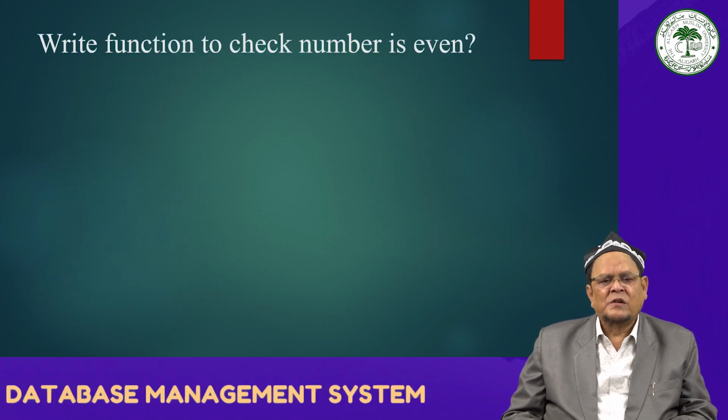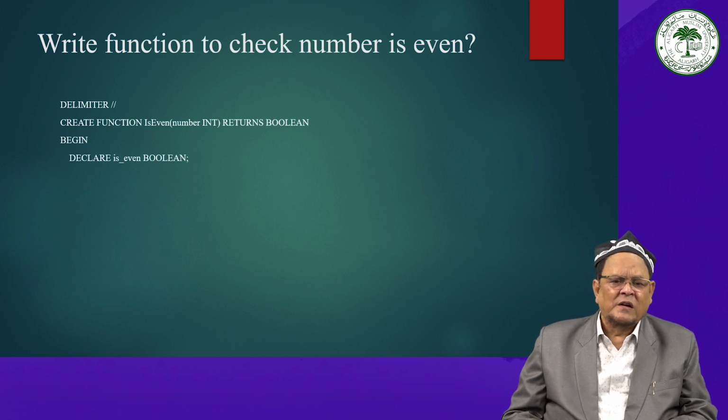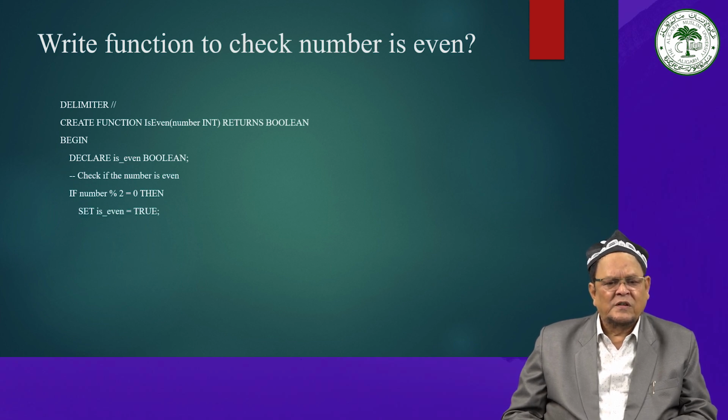The next question was to write a function to check whether a number is even. In the same way you have to write DELIMITER //, then you have to create a function. Here the function name is even, number INT, returns BOOLEAN. Then the same way you write BEGIN, declare is_even BOOLEAN, check if the number is even. If number modulo 2 is equal to 0, then is_even is true, otherwise it is equal to false. Then END IF, and RETURN is_even.